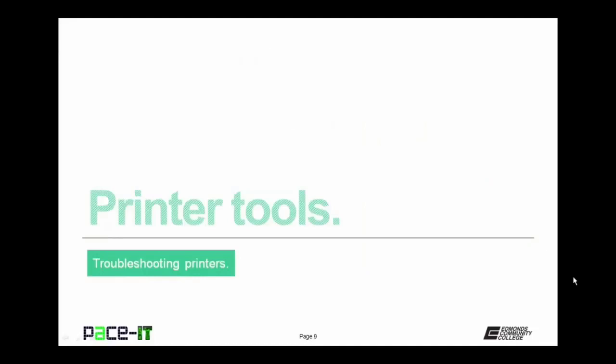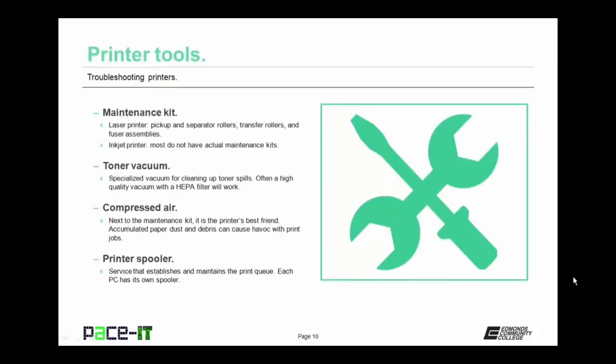Now let's talk about some tools that you can use to troubleshoot and repair printers. The first one we're going to talk about is the maintenance kit. Laser printer maintenance kits come with pickup and separator rollers, transfer rollers, and fuser assemblies. These need to be replaced on a periodic basis to ensure the proper function of your printer. Now with inkjet printers, most of them don't come with actual maintenance kits because it's actually more cost effective to replace the printer.